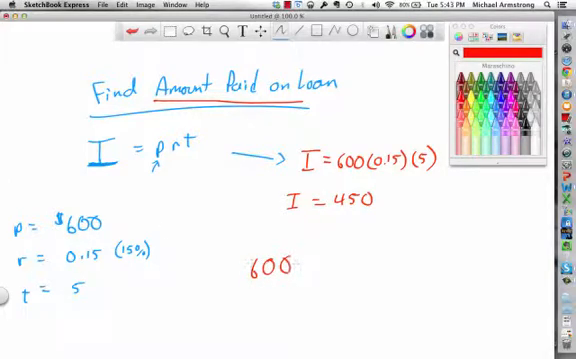So your $600 plus your $450 is what you've actually paid for the violin or whatever it is that you're buying. This ends up being $1,050 because 600 plus 400 is 1,000. So 600 plus 450 is 1,050, and that's a lot of money. You've got to think about it before you go ahead and agree to buy something at 15% interest. That's fairly high. You want to find something at a lower interest rate if you're going to pay for something, because you end up paying a lot more for it.